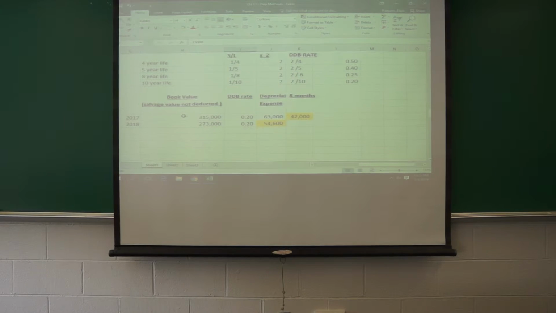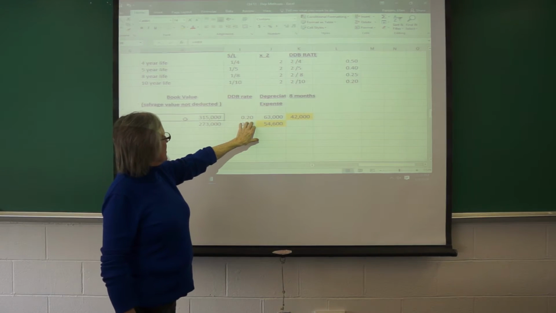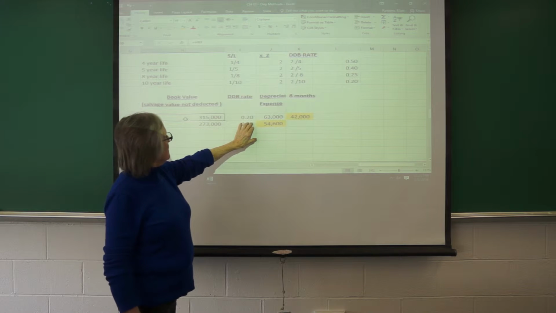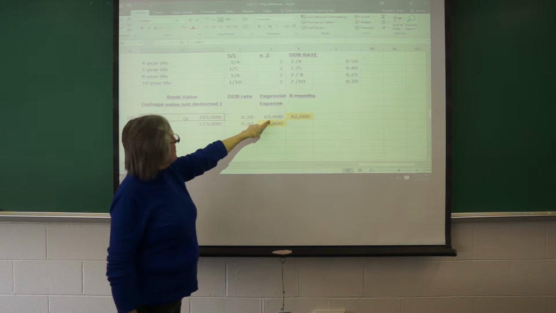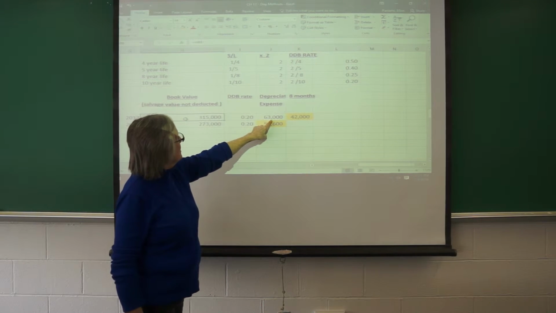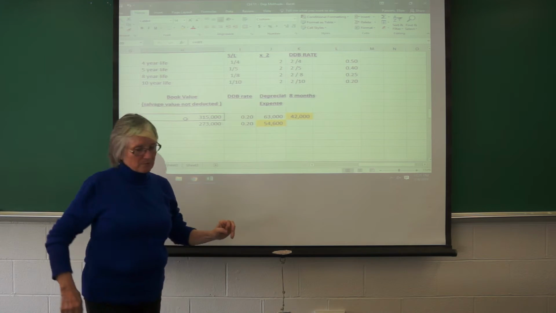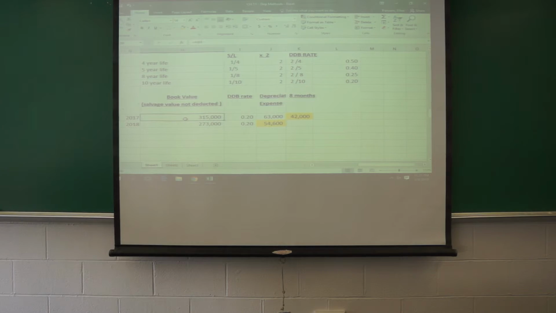And then for 2017, we'd start with the actual cost of the asset, the 315. We're not taking off the salvage. We multiply that times our rate, which is 0.20, and then the depreciation expense for year 2017 is 63,000. That would be if we had it the whole year, but these do have to get adjusted because we bought this in May, if you remember from the straight line.